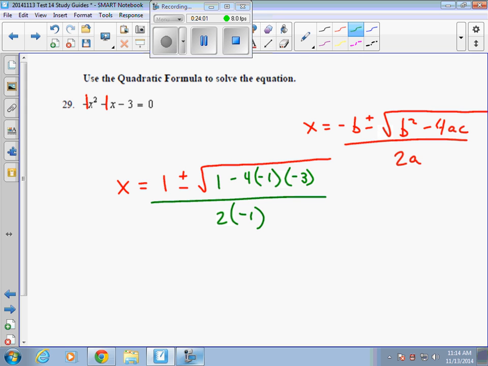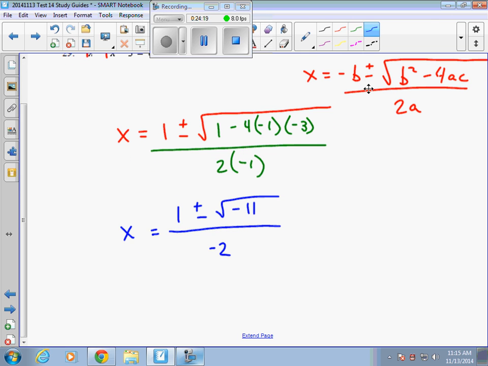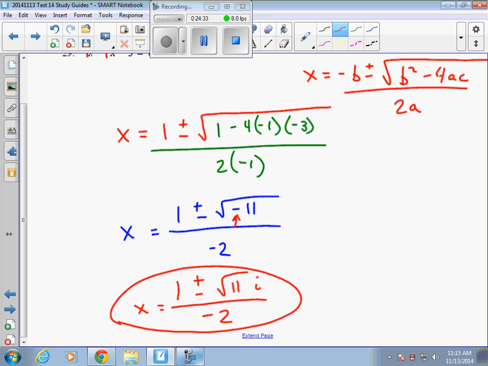So negative 4 times negative 1 is 4. 4 times negative 3 is negative 12. You have the square root of 1 minus 12, which is negative 11. 1 plus or minus that over 2 times negative 1 is negative 2. There's only one more thing you can do to this. Get rid of the negative inside of the radical by saying 1 plus or minus the square root of 11 times i over negative 2. And that's your value of x.